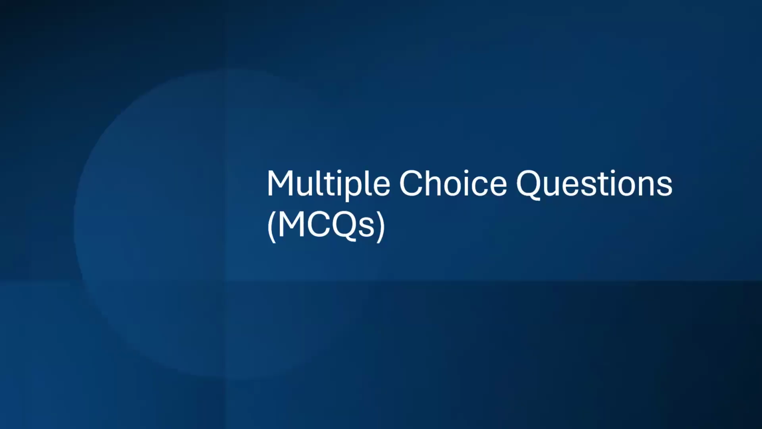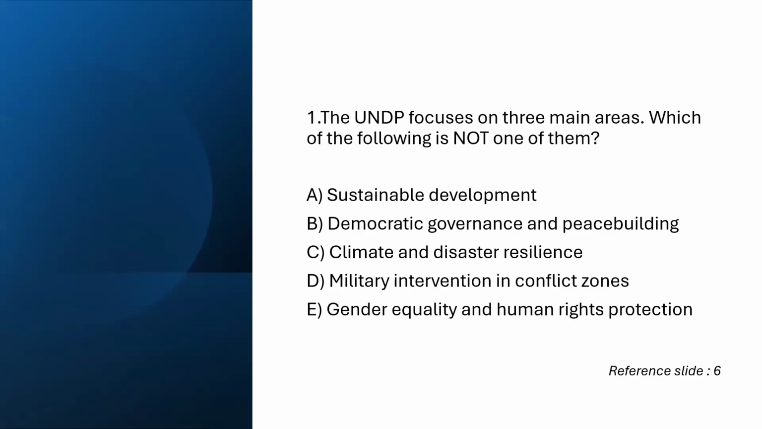Now we come to the multiple choice questions part of my presentation. The first MCQ is: the UNDP focuses on three main areas. Which of the following is not one of them? A. Sustainable development. B. Democratic governance and peace building. C. Climate and disaster resilience. D. Military intervention in conflict zones. E. Gender equality and human rights protection. Yes, the answer is D. It doesn't include military intervention in conflict zones.